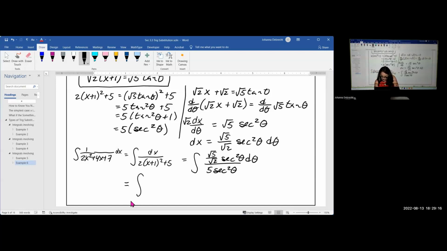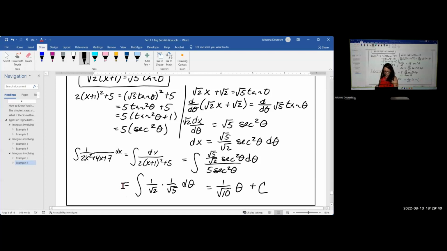So this is going to give me basically, if I write it out, 1 over radical 2 times 1 over radical 5, just d theta. That's it. That's all that's left. You should be celebrating. So 1 over radical 2 times 1 over radical 5 is 1 over radical of 10, and it's going to be theta plus a constant.